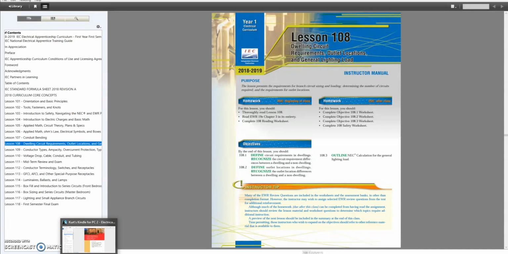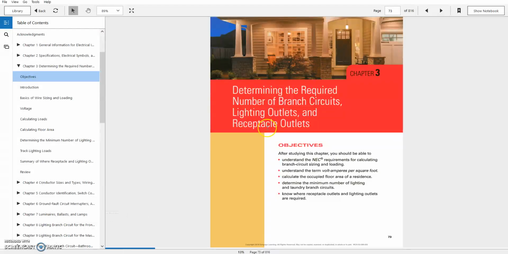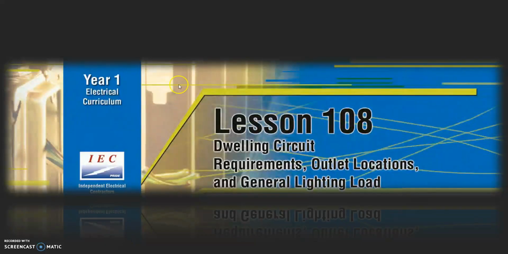Again, I think this is going to be a little more fun, a little more challenging in a good way. And then you see chapter 3, we hit on a similar topic, determining the required number of branch circuits, lighting outlets, and receptacle outlets. So very much dealing with the same thing here, and you're going to see a lot of overlap, which I think is a really good thing. So a couple key points I want to hit though.